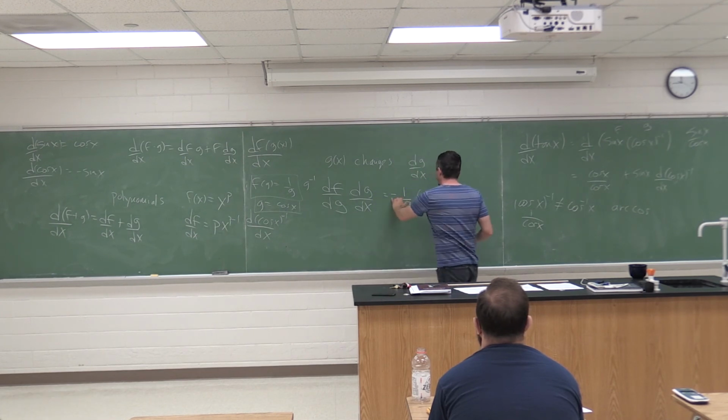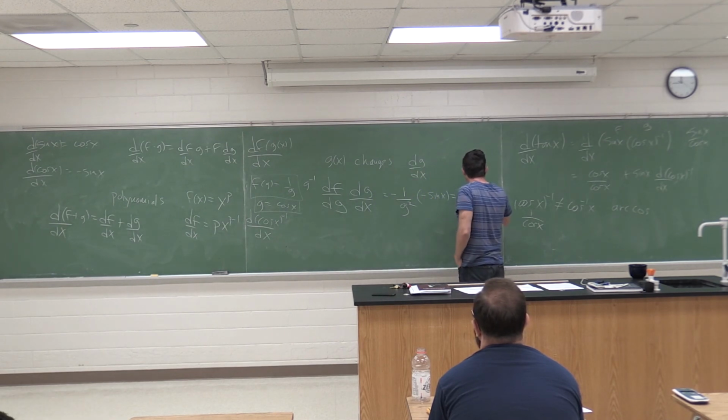Now we can put it all back together. Minus minus is a plus. Right? And then g squared, g is just cosine, so it's cosine squared. So cosine squared, right?